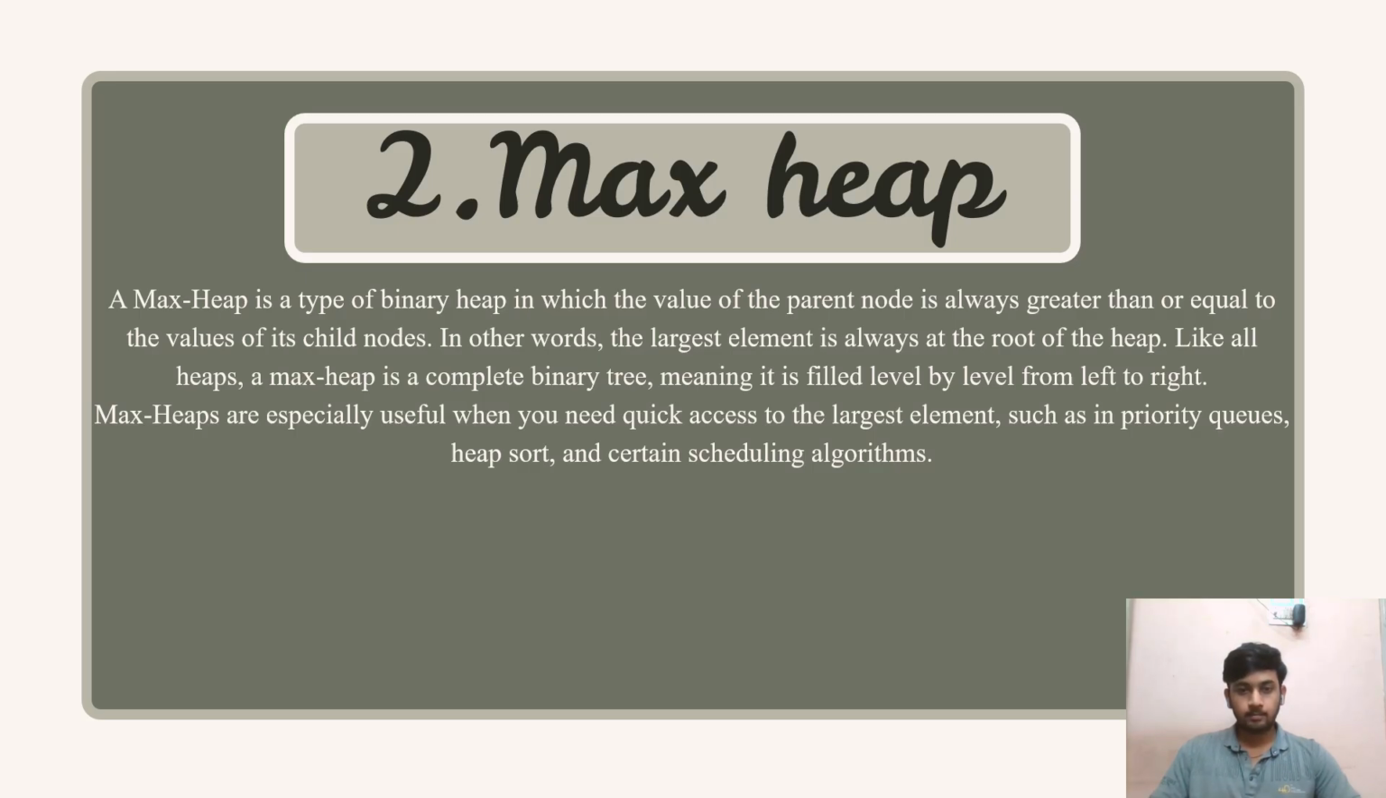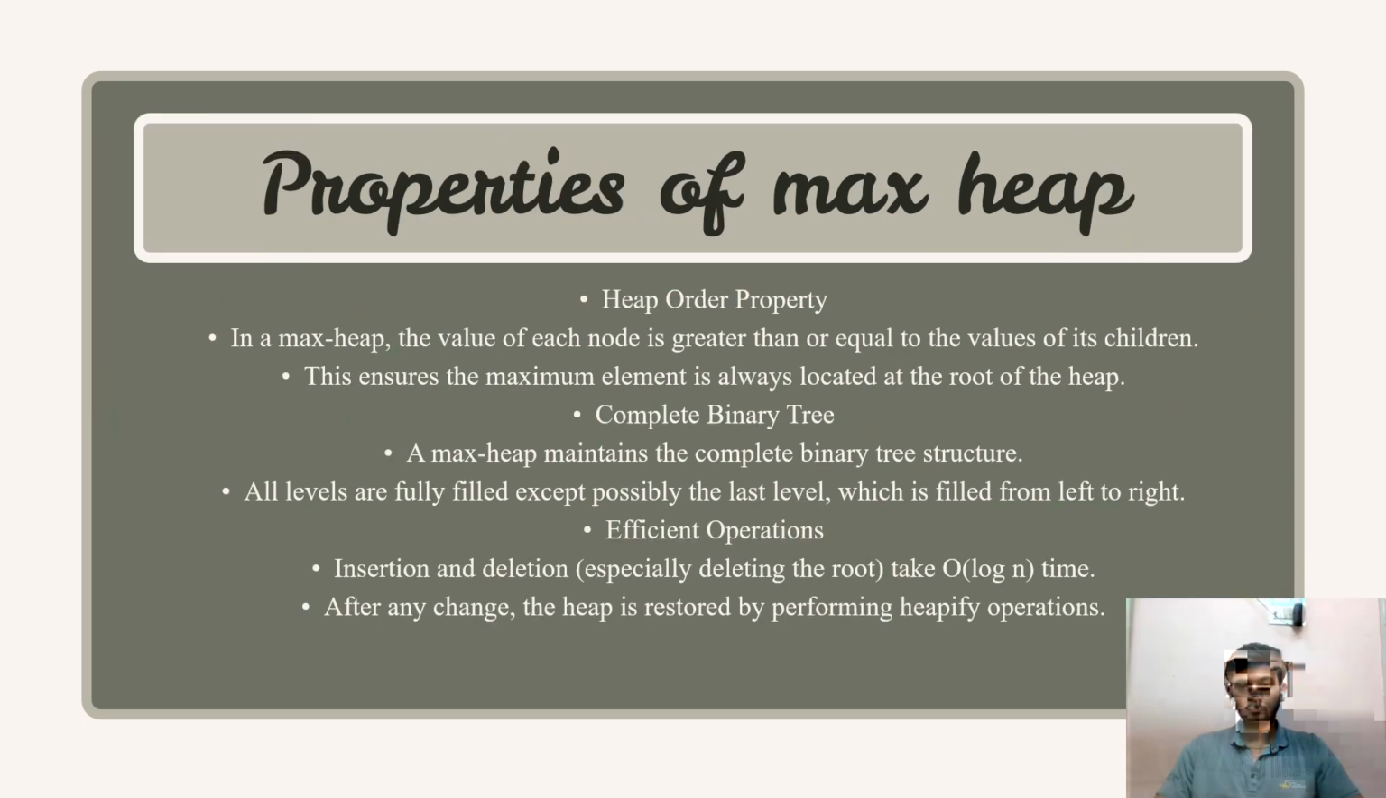So there is a second type of heap, max heap. A max heap is a type of binary heap in which the value of a parent node is always greater than or equal to the value of its child node. In other words, the largest element will be the root. Like all heaps, a max heap is a complete binary tree, meaning it is filled level by level from left to right. Max heaps are especially useful when you need quick access to largest elements, such as priority queues, heap sort, and certain scheduling algorithms.